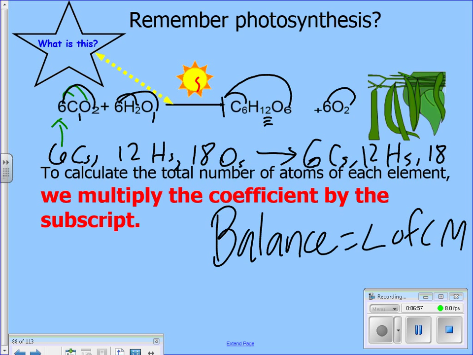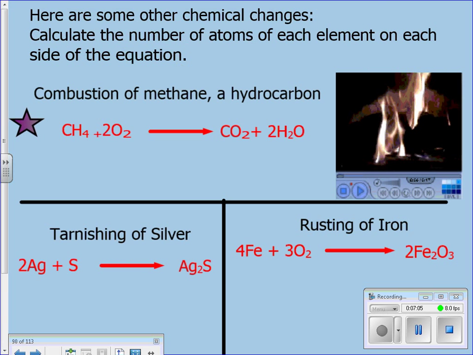So we have to balance because we have to follow the law of conservation of matter. Let's try to balance a couple of our examples from yesterday in our lab. We talked about combustion being a chemical reaction. We talked about tarnishing of silver yesterday in warm-up. We talked about rusting, which refers mainly to iron. You will notice that all these have coefficients already.